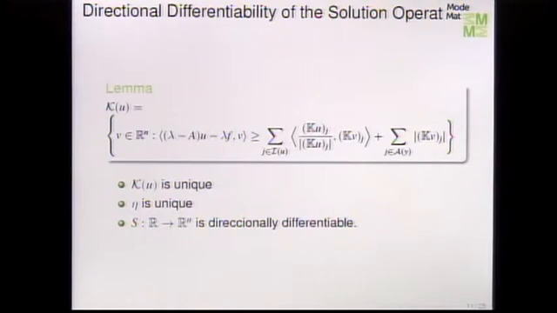So if we characterize the cone like this, we can say that this cone is unique, and we can say that the differential is unique as well. And because of that, we can make sure that this solution operator for this variational inequality is going to be directionally differentiable. So that's an important thing, because we will be using that for our numerical implementation.